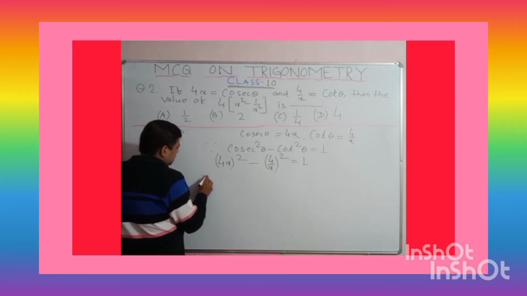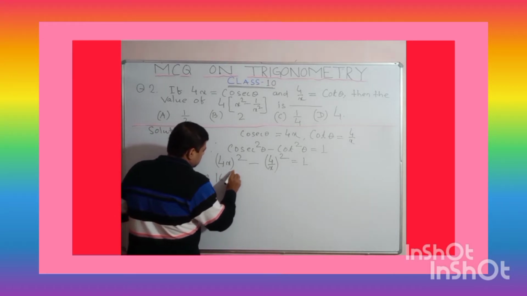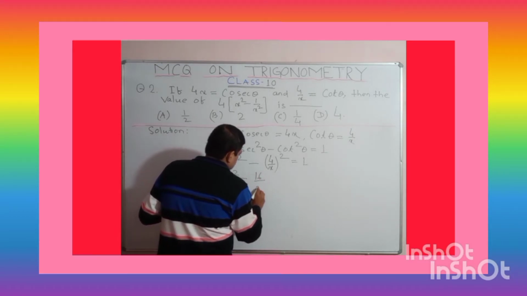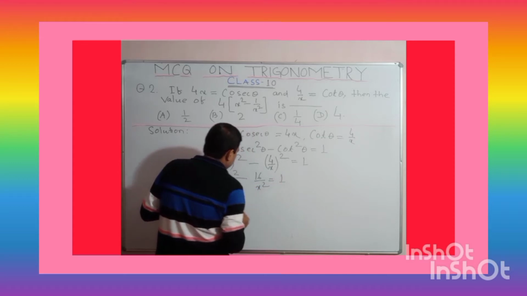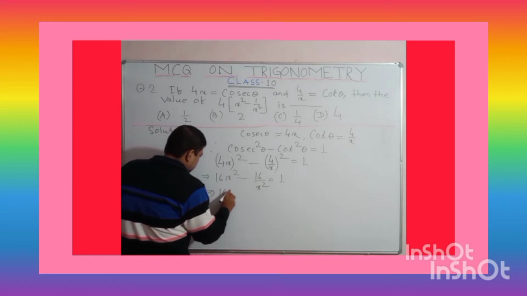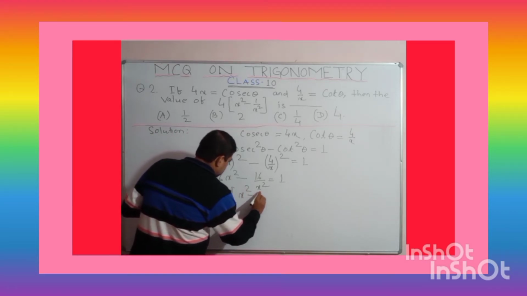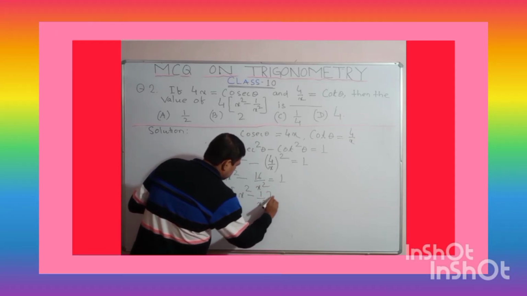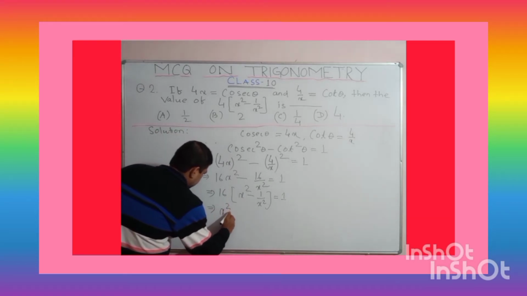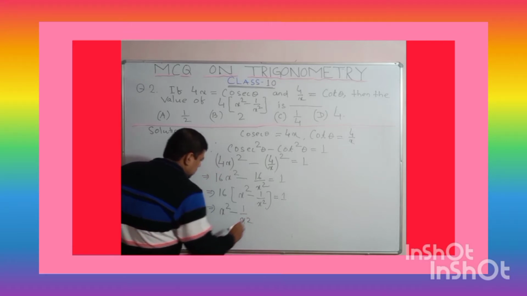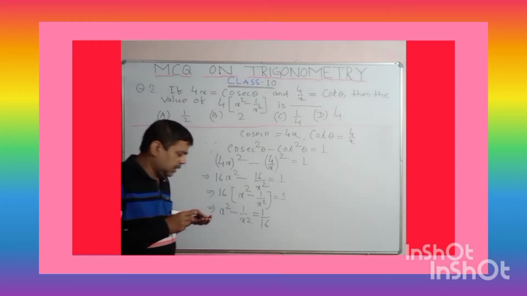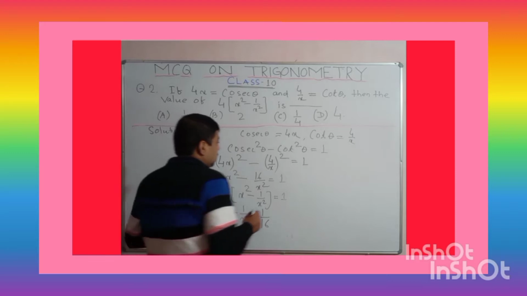So that implies 16x square minus 16 by x square is equal to 1. Yes or no? So that implies, you can take 16 common. It will be x square minus 1 upon x square is equal to 1 upon 16. So that implies x square minus 1 upon x square, the value will be what? 1 upon 16, it will transpose. Okay? Understand?